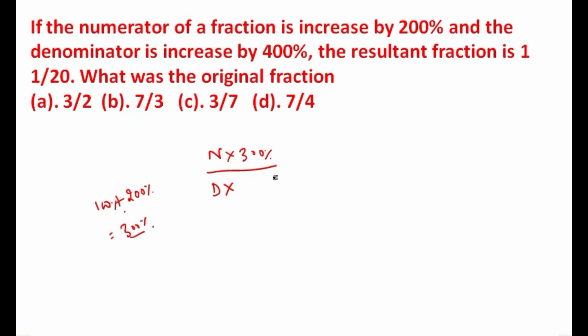If it is increased by 400%, it means it is increased to 500%, and the resultant is 1 by 20, meaning 21 by 20. So this percentage and 0 will get cut, 3, 7 and 5, 4. So our answer will be 7 by 4. Is there 7 by 4 in the options? Okay, D. This is the right answer.